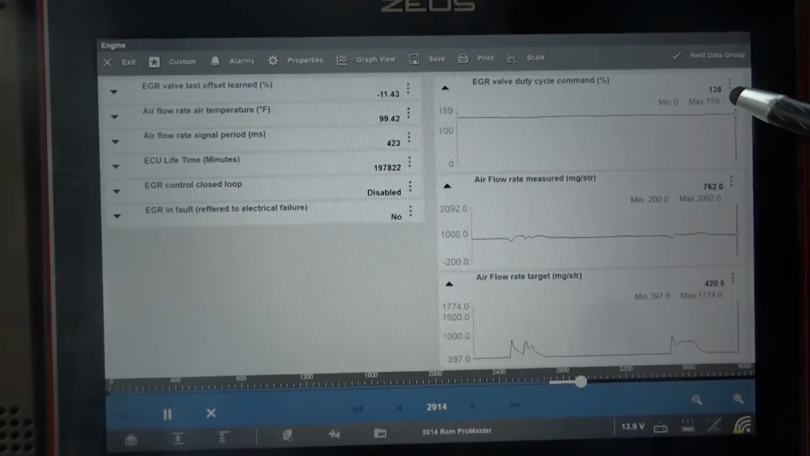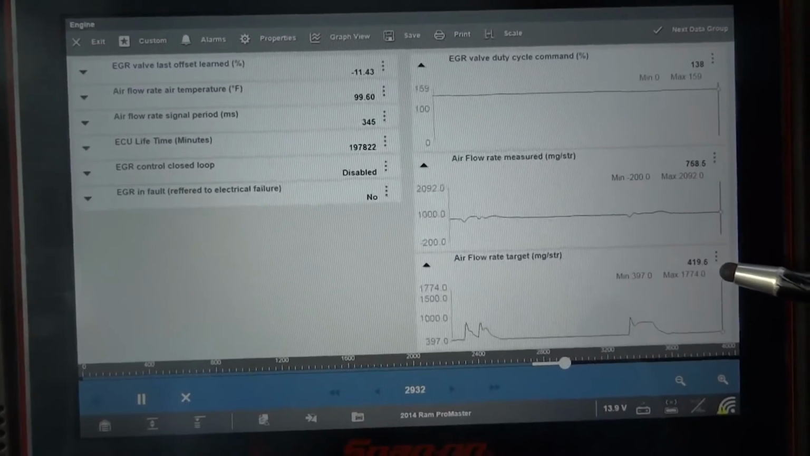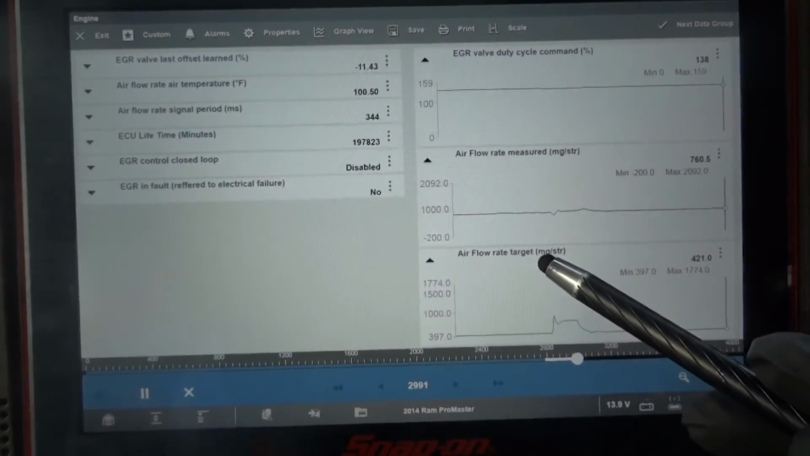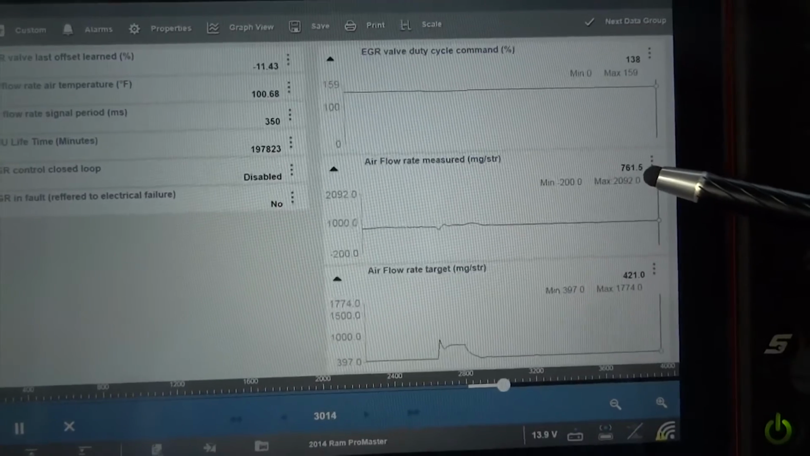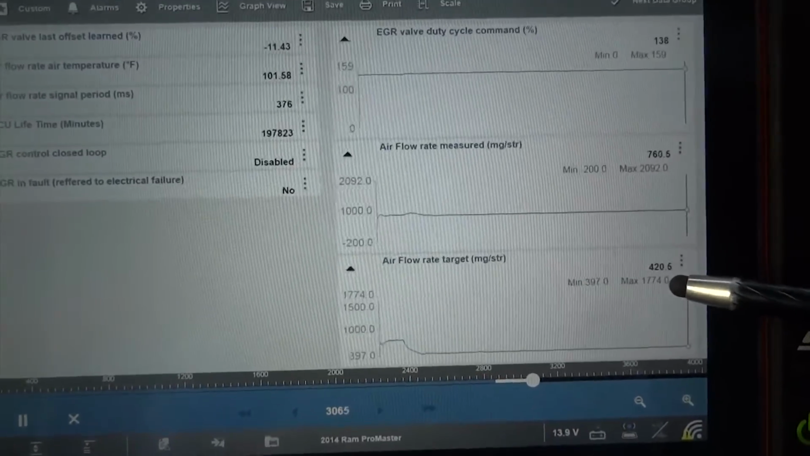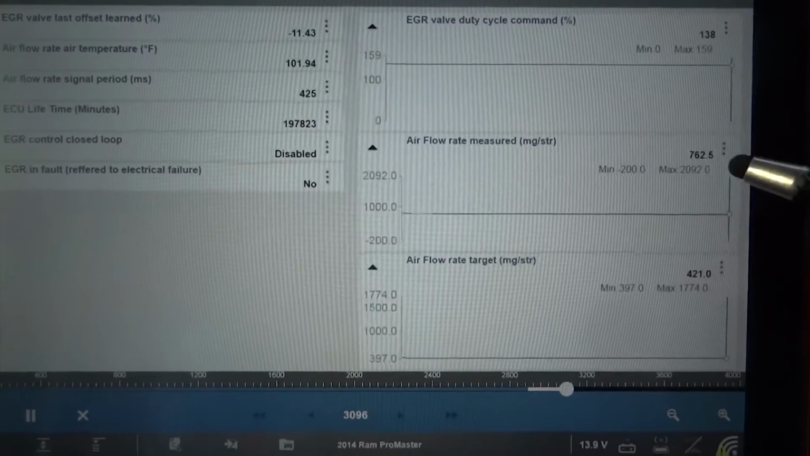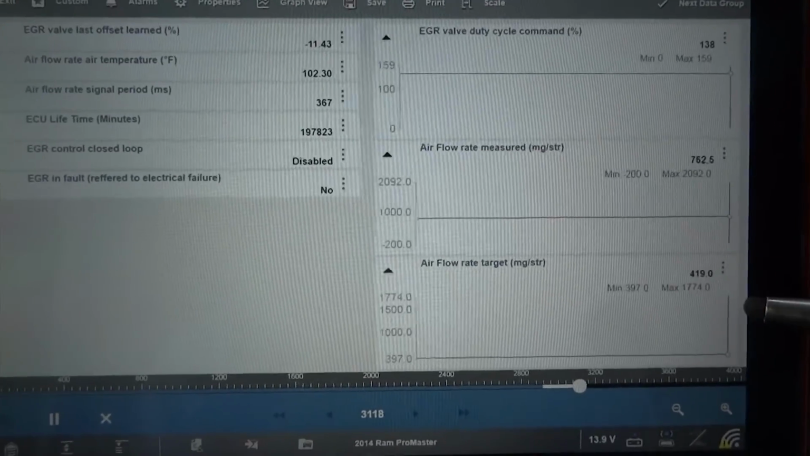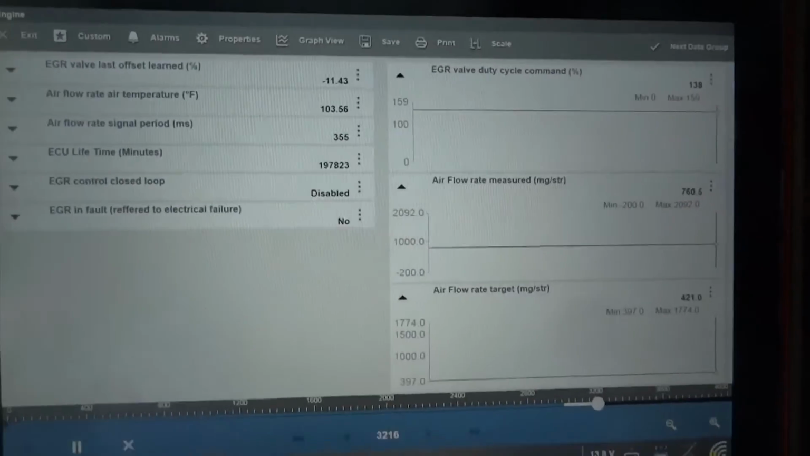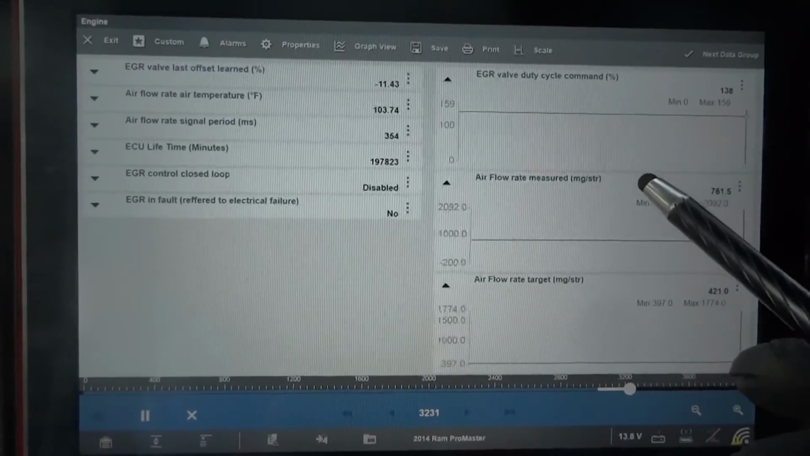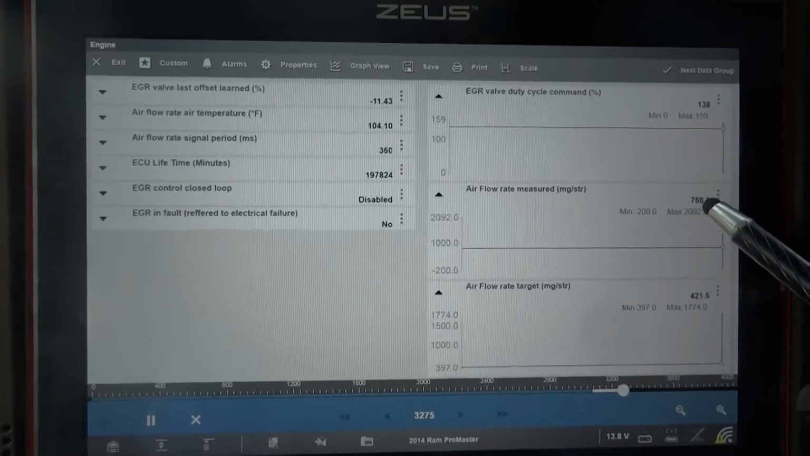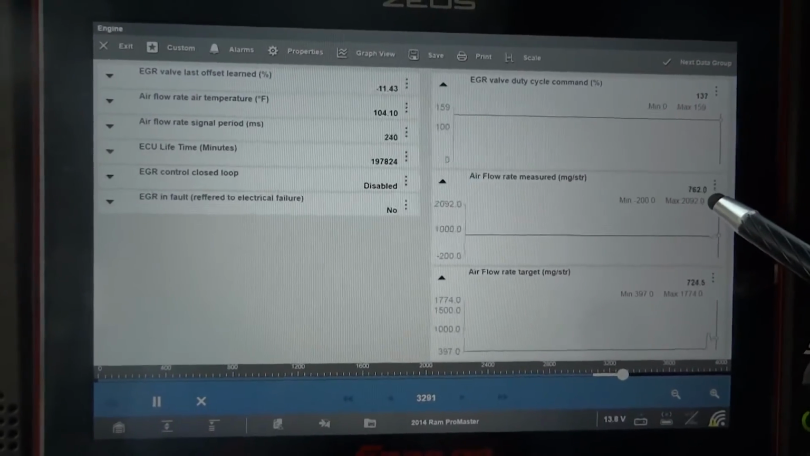This over here is stuck, and we now have a discrepancy between the airflow measured in milligrams per stroke and the airflow rate target in milligrams per stroke. Right now our measured is showing 760 milligrams per stroke, and the target is lower than the measured. Why is the target lower than the measured? Well, the target can be lower than the measured if we have an EGR valve that's sticking open, or we can also have, no, actually, let me think about this. No, I think I misspoke. We can have a mass airflow sensor that's sending a skewed signal to the engine computer, because this over here looks stuck.